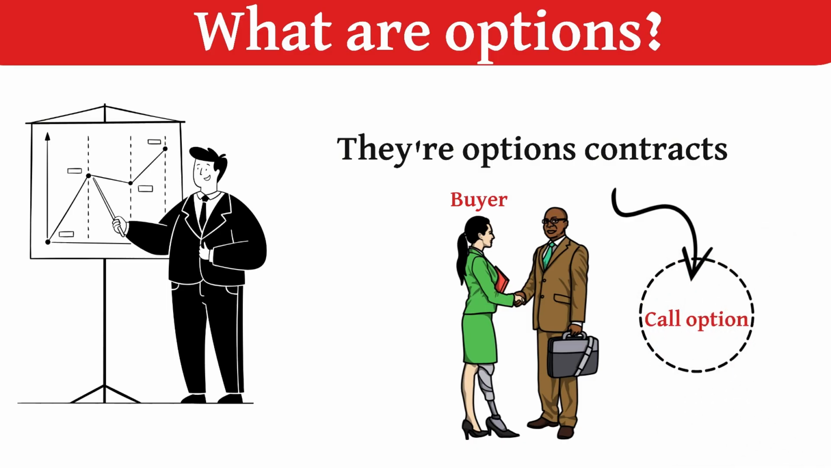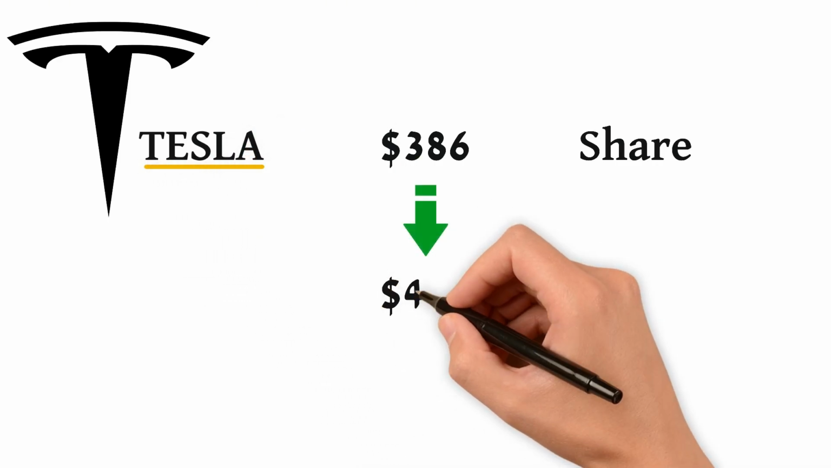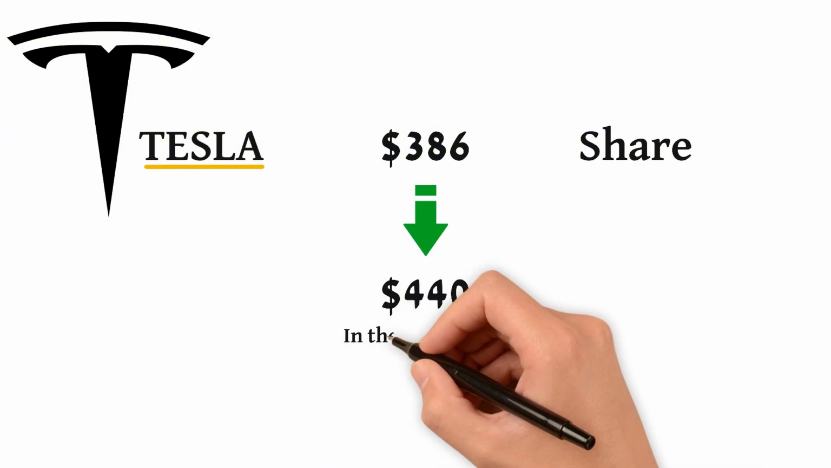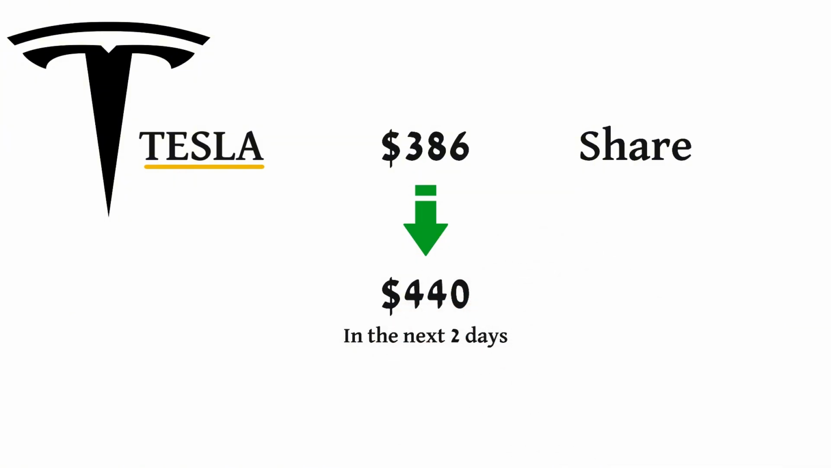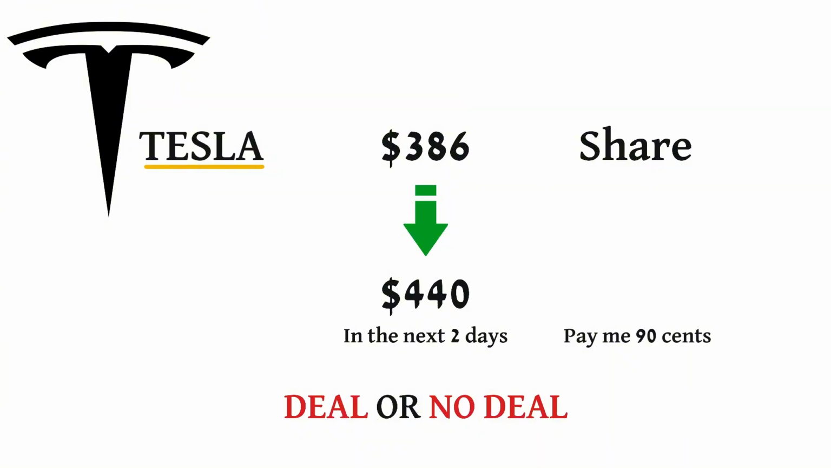Let's use Tesla stock for this example. So the price of Tesla is at $386 per share. So what if I told you I'll give you the option to buy Tesla at $440 per share in the next 2 days? And for you to have that option, you have to pay me 90 cents. So deal or no deal?